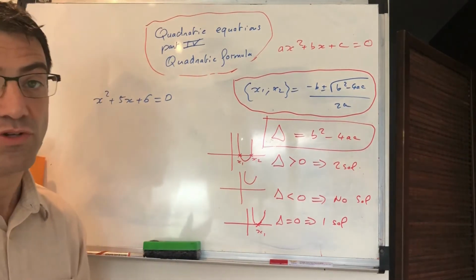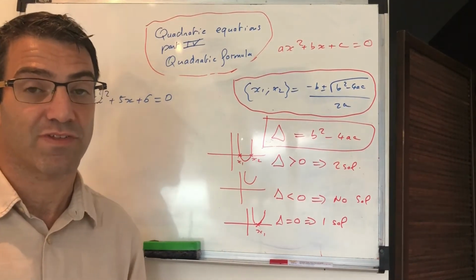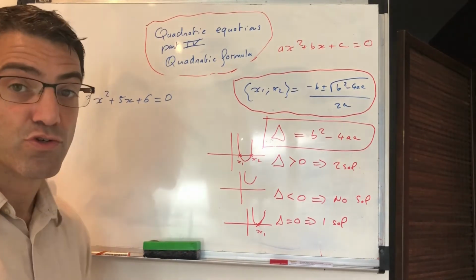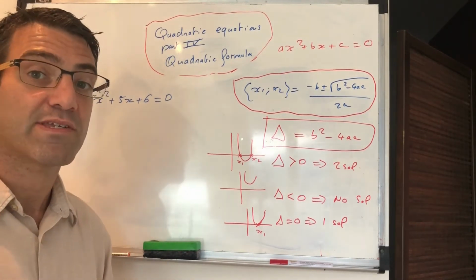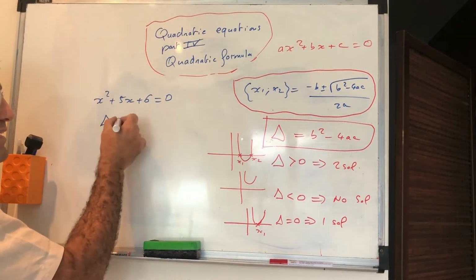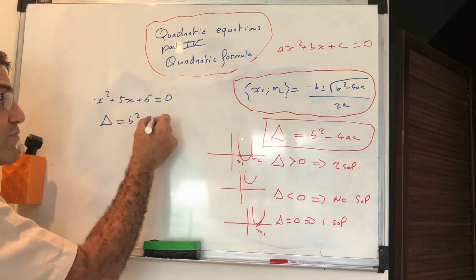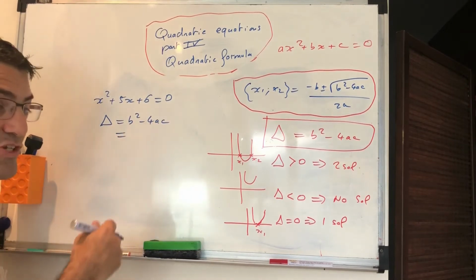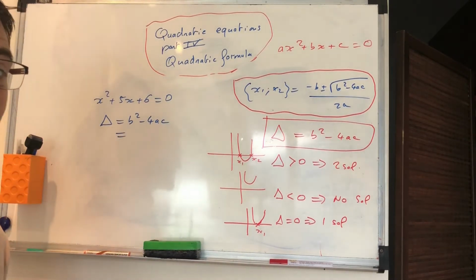Now, imagine that you cannot see the factorization of this quadratic and that you're forced to use the quadratic formula. Well, this is how you would do it. First you would do delta equals b squared minus 4ac. So imagine delta is like a test. It's a test for solutions.